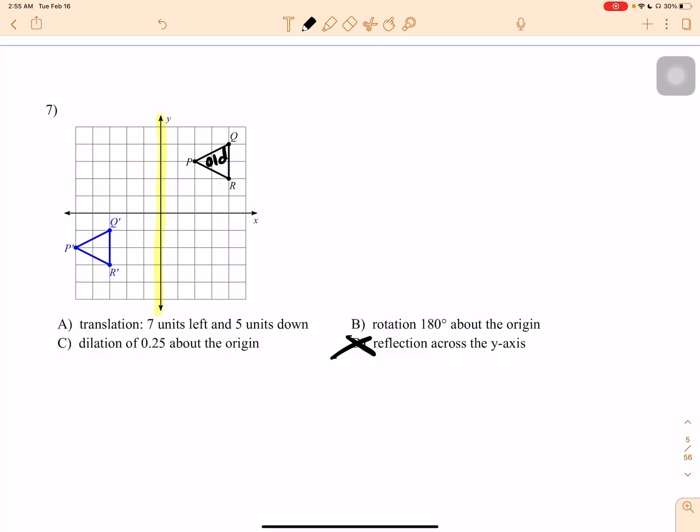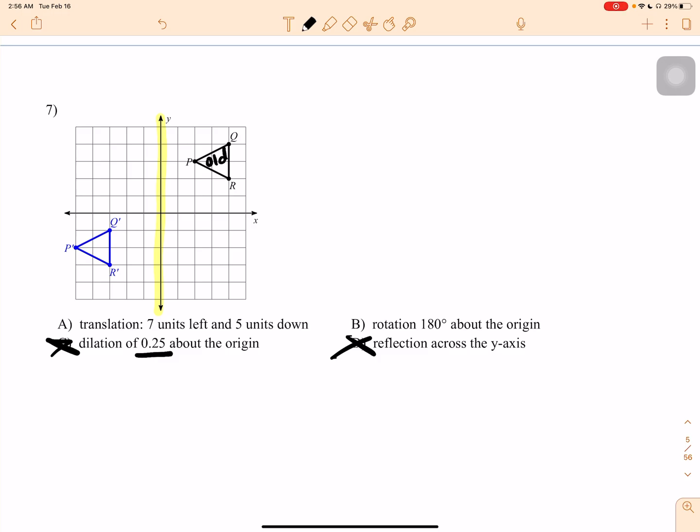Now a dilation means it's going to become 1/4 the size of what it is, and if it's about the origin, it means that it would be somewhere in this area, somewhere in between the origin and the original there. Because 0.25 is less than 1, the new shape would get smaller, so it would get closer to the point of rotation. In this case, it's not getting over there, right? It's on the complete other side of the grid. So now we have a translation or a rotation.